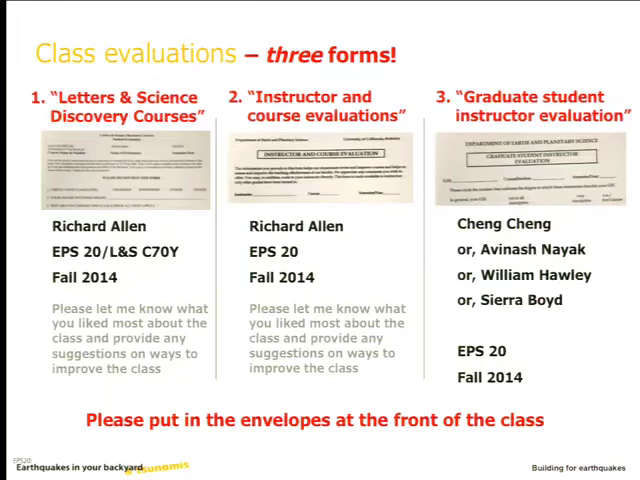As you're coming in, we're doing the class evaluations. There are three forms. If you look up on the slide here, I've tried to make it clear. The first form, the top of it looks like up here. It's a Letters and Science Discovery course, is what's written on top of it. And that's an evaluation of the class as a whole for the College of Letters and Sciences.